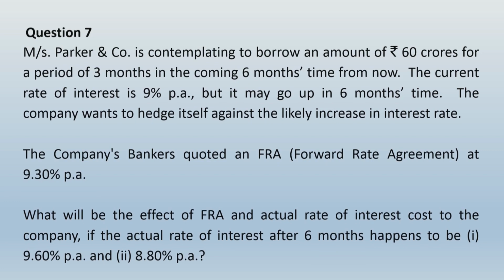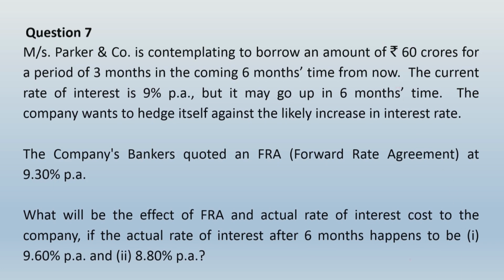So the question has given you two possibilities. Under both the possibilities, we would want to find out the settlement amount which would indicate either the gain or a loss. So friends, please try to understand this line of the question. Company wants to borrow for a period of 3 months in coming 6 months time from now. So it will be basically 6 by 9 FRA, correct?